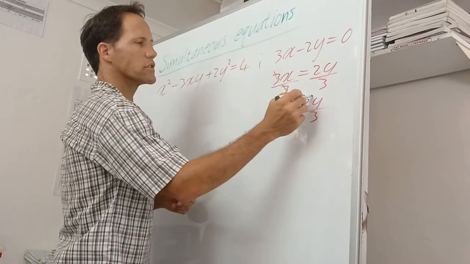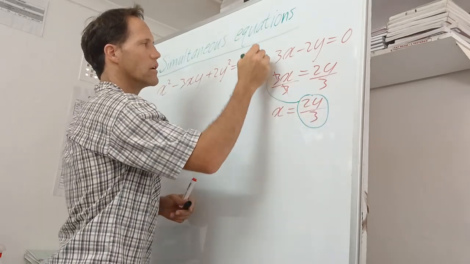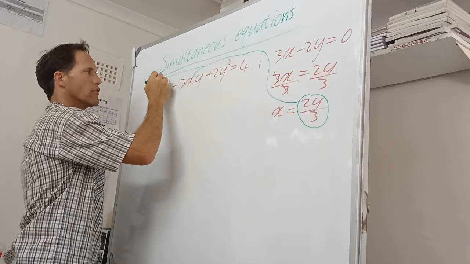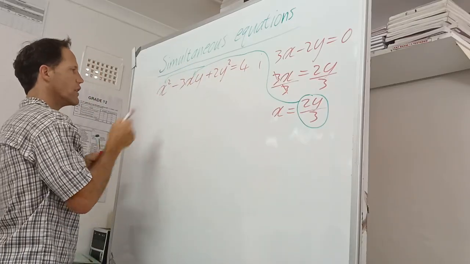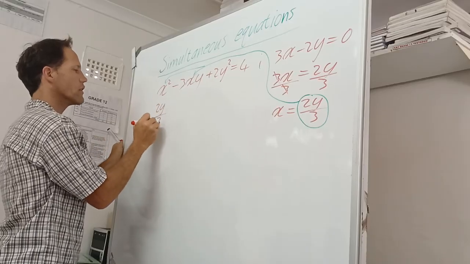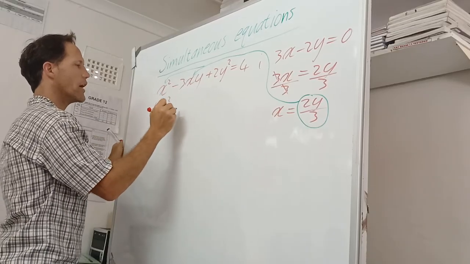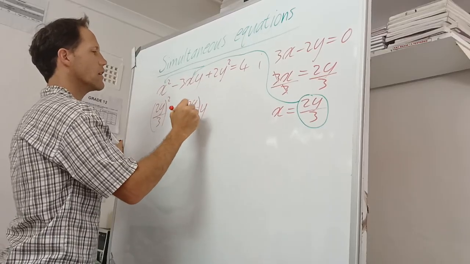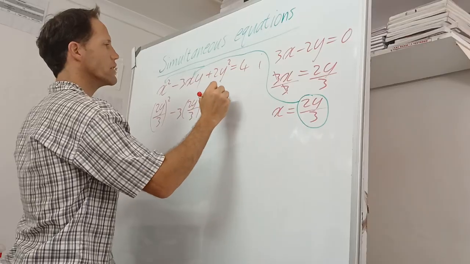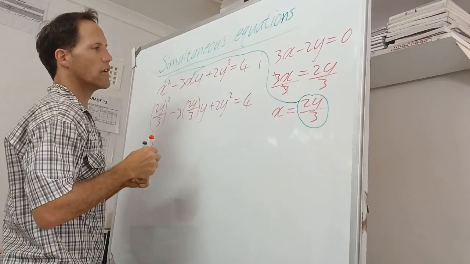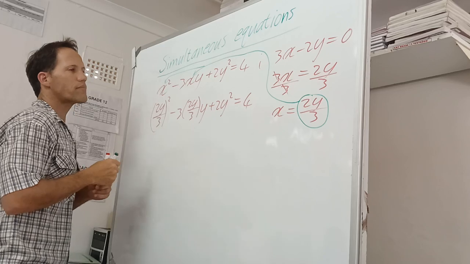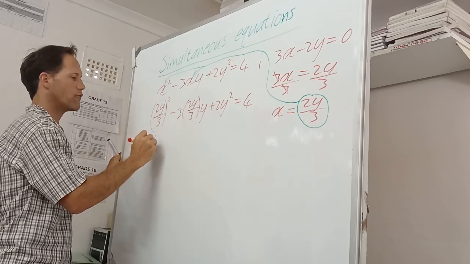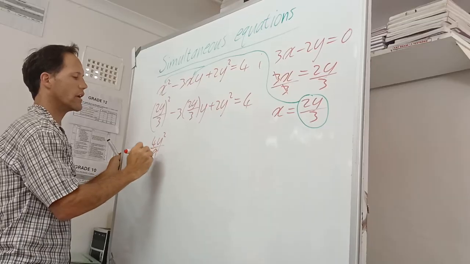Okay, so we're going to take this one over, and then say that's in the place of x over there and over there. So then 2y over 3, 2y over 3 squared minus 3, and then again 2y over 3 times y plus 2y squared is equal to 4. So we just substituted x is equal to this. Now when you simplify, it's going to become 4y squared over 9.